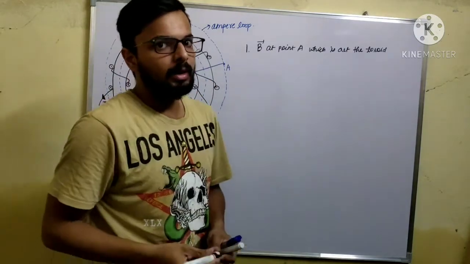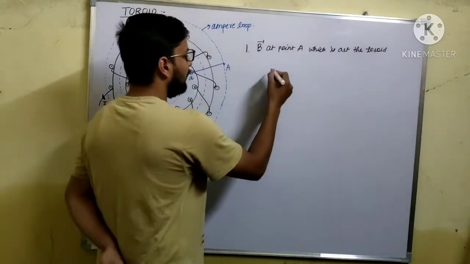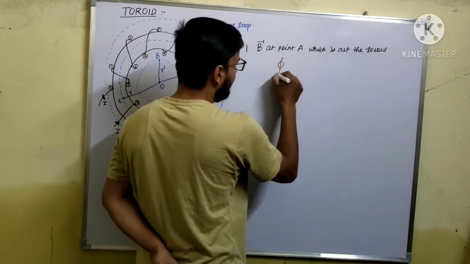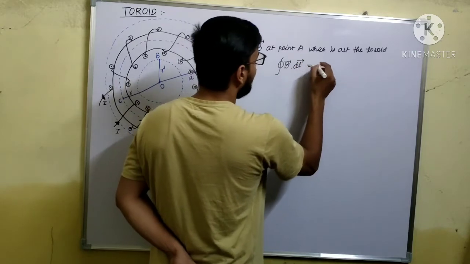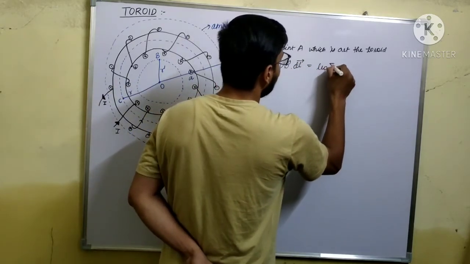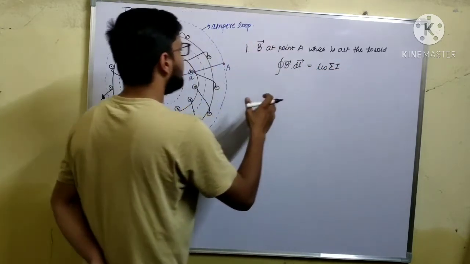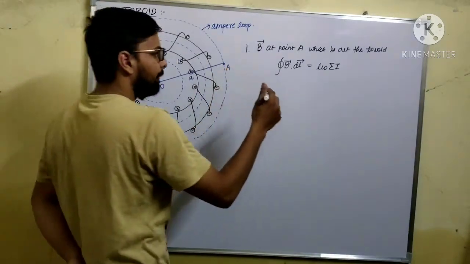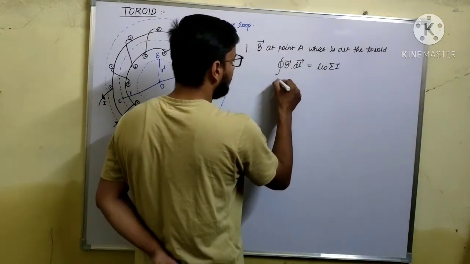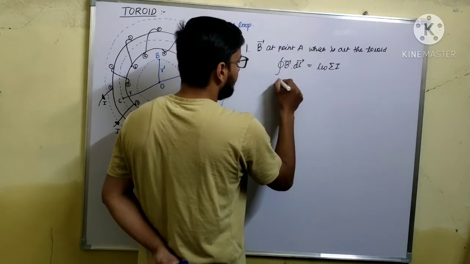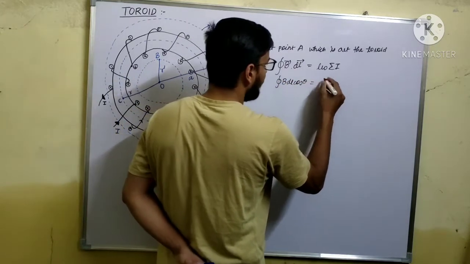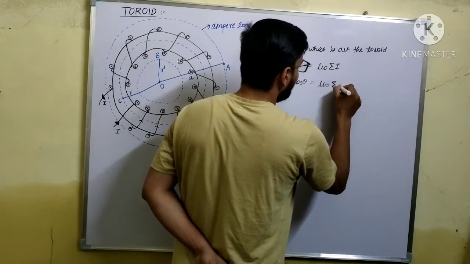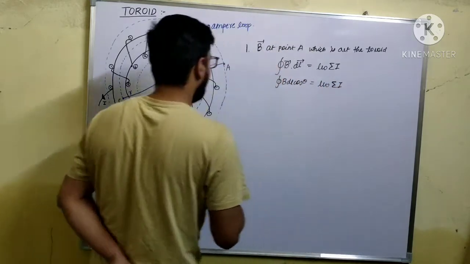So we will apply what? Ampere circuital law. So what does Ampere circuital law state? That the line integration of B dot dl is equal to mu naught times the summation of current which is inside that ampere loop. Okay, so if you solve this further, you will get that line integration of B dl cos theta is equal to mu 0 times summation of current.